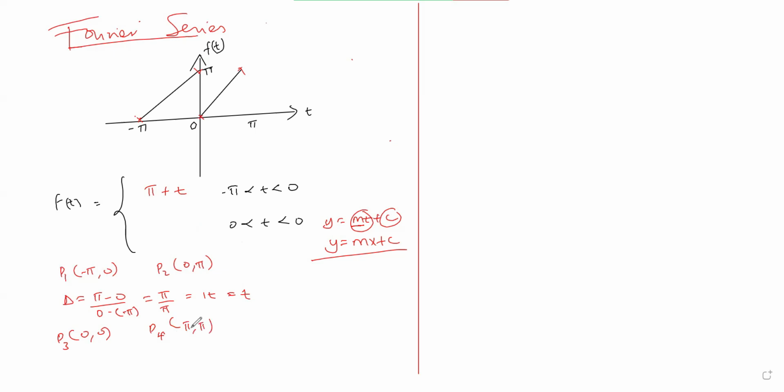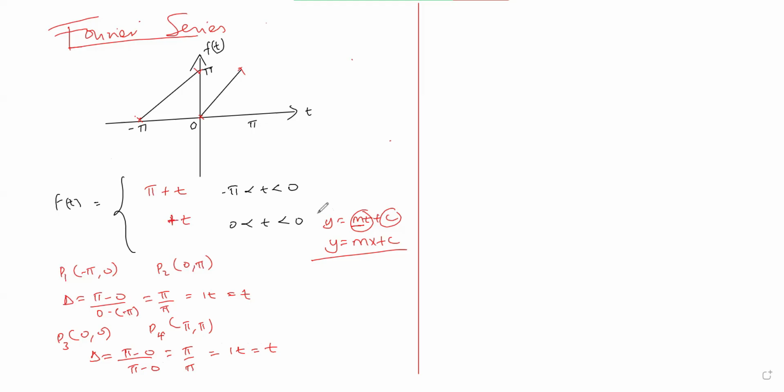Pi, pi. So again, subtract pi minus 0. Our gradient will be given by pi minus 0 over pi minus 0, which is pi over pi, which is 1. Then you add what? t. So your mt is 1t, so it is t. Now, remember the positive there is necessary, important. So it has to be positive here.